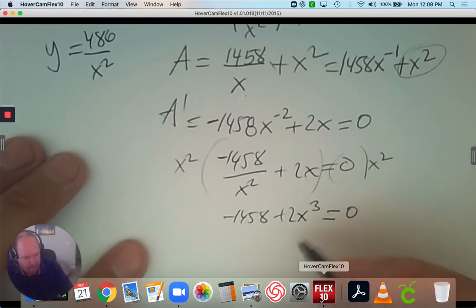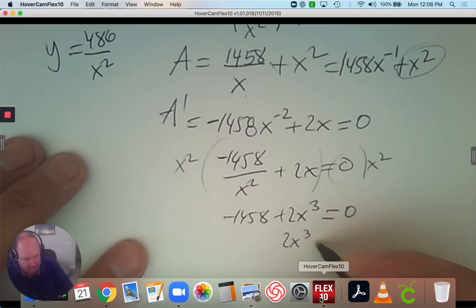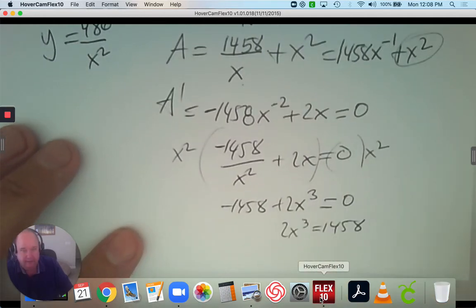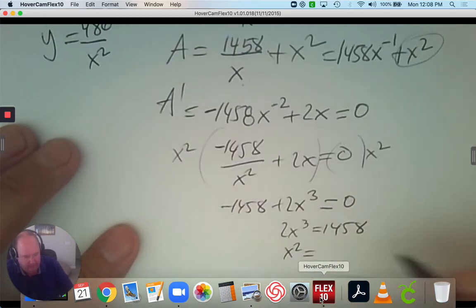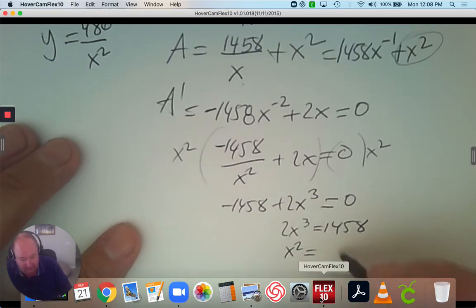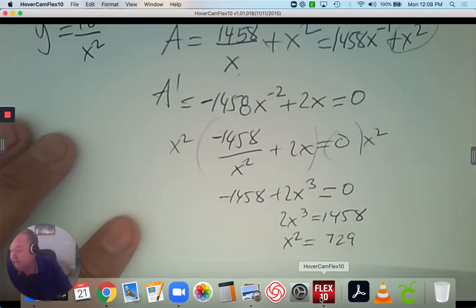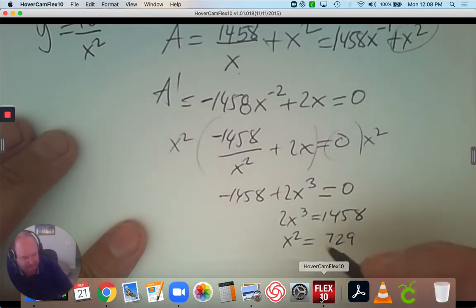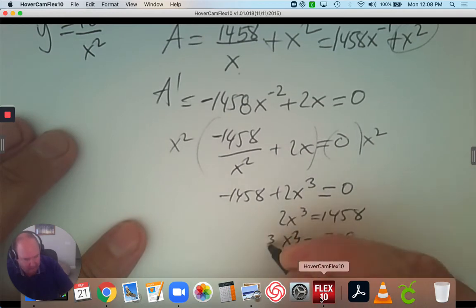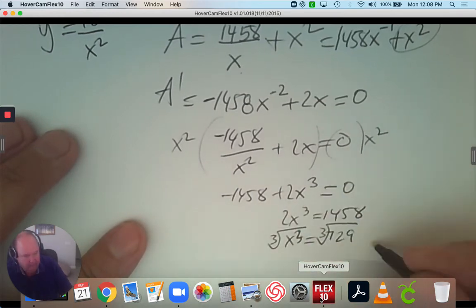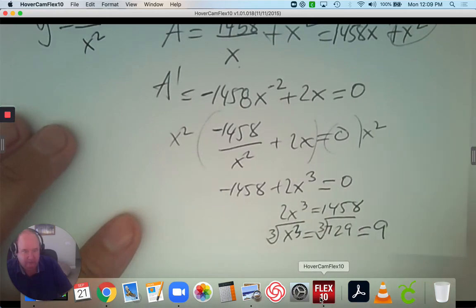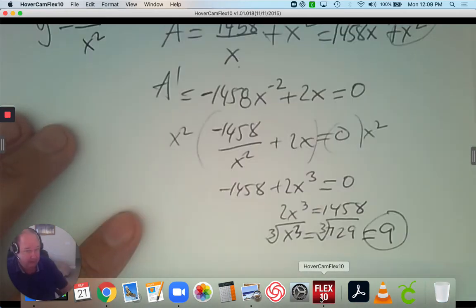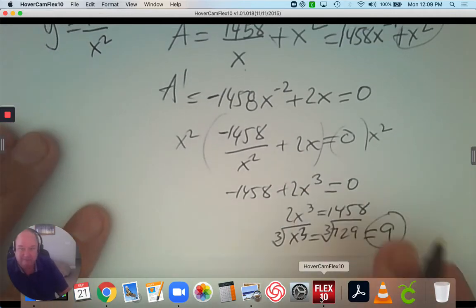Add 1458 to the other side. Divide. What's half of 1458? That's 729. And then cube root it. There is a number that times itself 3 times equals that. You can use your calculator, but 9 times 9 times 9 is that. We have an answer.